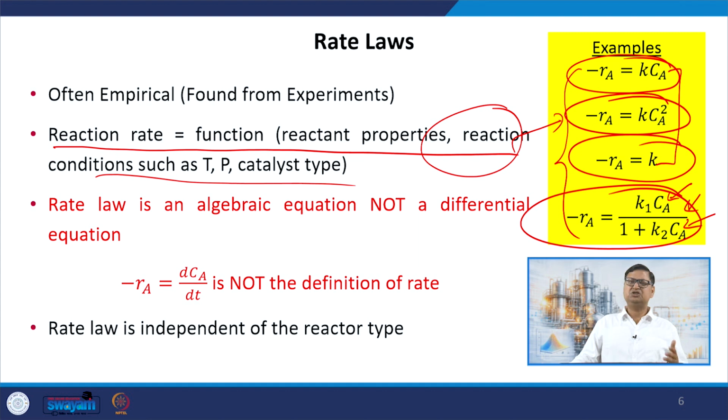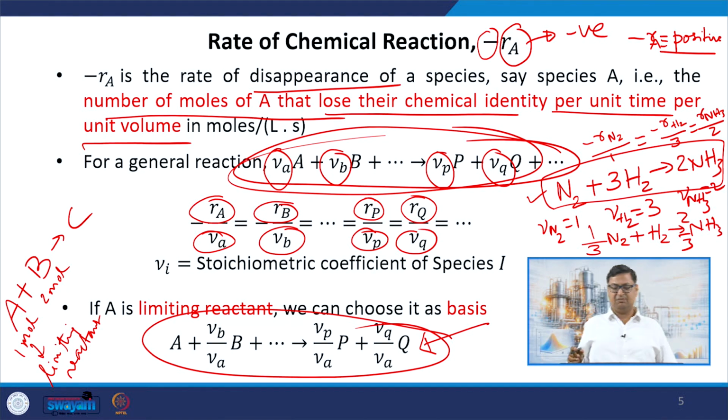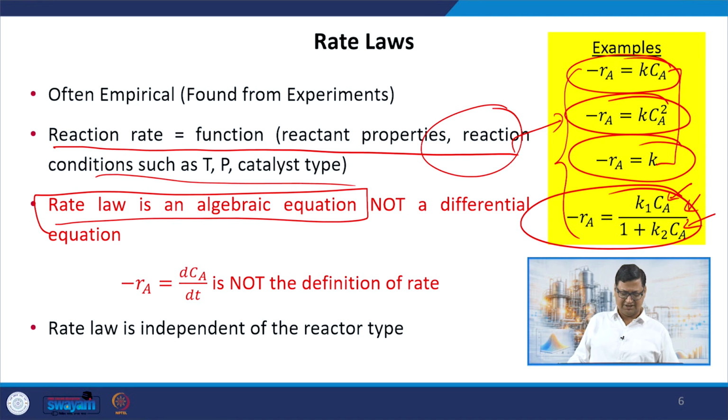But what is always true is that a rate law is actually some kind of an algebraic equation. One should not think of it as a differential equation, although we have defined it as something like number of moles of A that lose the entity per unit time per unit volume. It may give you an impression that I will divide the number of moles of A by volume, and that will give me concentration, and I will express the rate as the change in concentration dCA by dt, but this is not the definition of rate. dCA by dt is not the definition of rate.